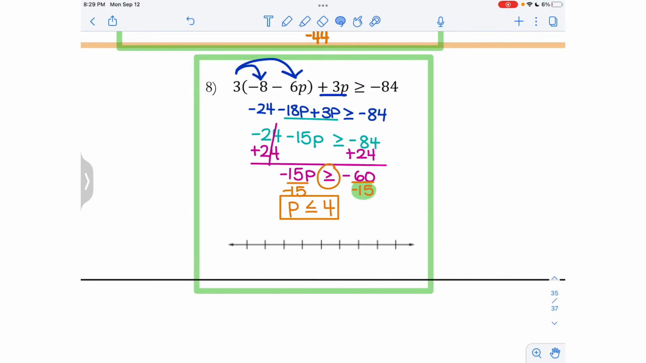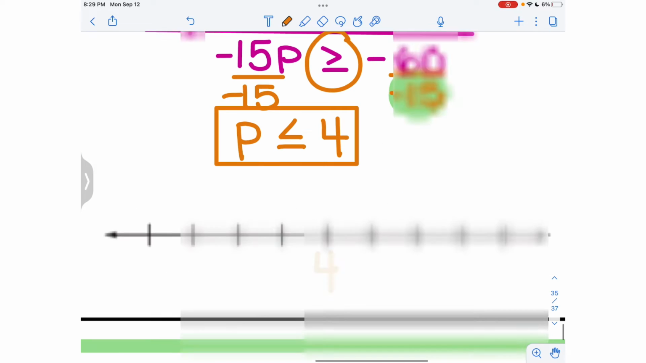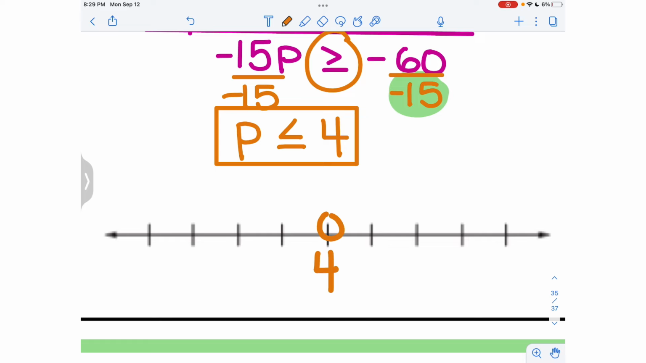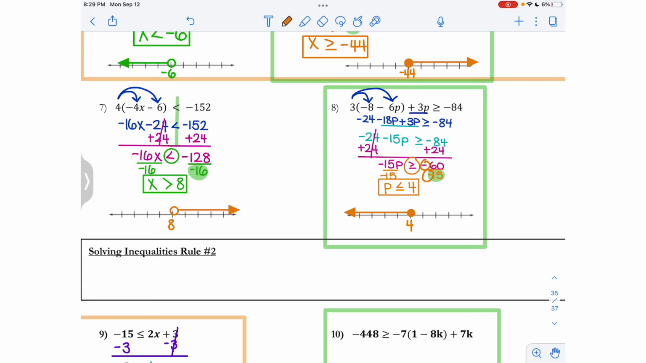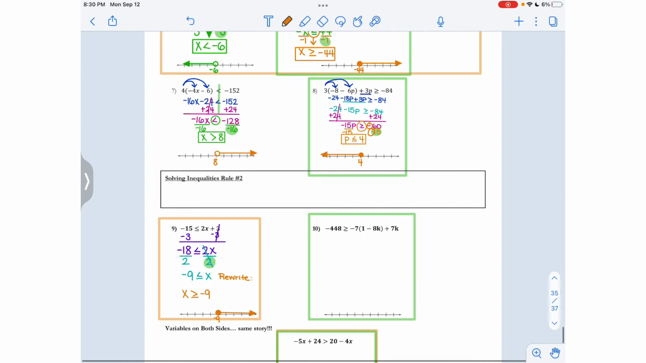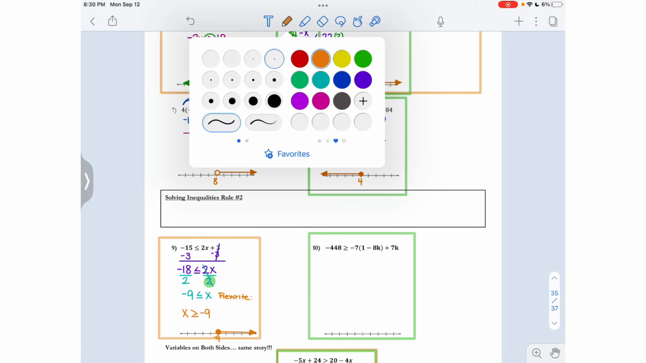I'm going to shrink this down so I can graph it. The 4 goes onto the number line. The reason why my answer is positive is because a negative divided by a negative is positive. The circle is going to be filled in and it's less than. So I'm going to shade to the left or draw my arrow to the left. And then the last one, I wanted to do 2 more. We're just flying through this. That's okay. You can always go back and rewatch.